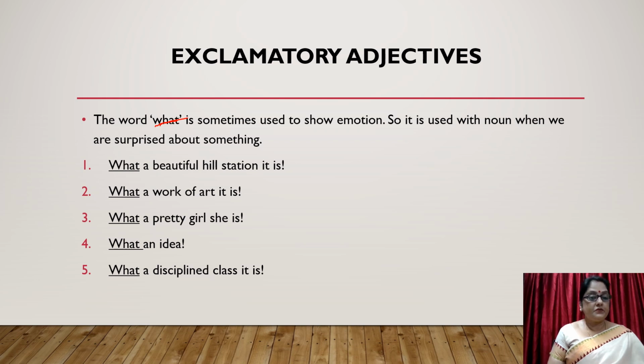Now, what a beautiful. What kind of a hill station is it? It's beautiful. What a beautiful hill station it is. Now here, what is adjective here? It is used to show our surprise. What a work of art it is. What a pretty girl she is. What an idea. What a disciplined class it is. So these are all exclamatory adjectives.